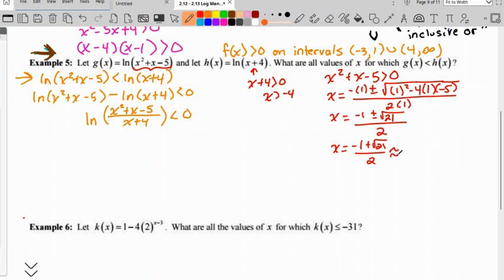But if I use a calculator, I can get a more accurate approximation. That's approximately 1.791, dot, dot, dot. And we have to do x equals negative 1 minus the square root of 21 over 2.